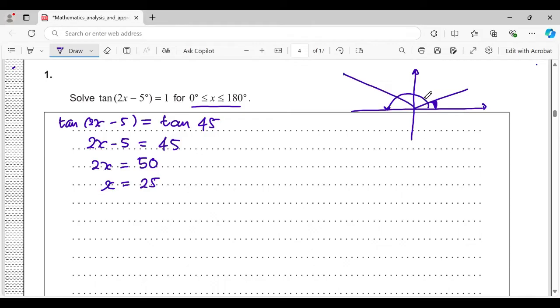as well, plus 90. So there are two angles, 25 and 25 plus 90, which is 115. So we have the first quadrant and the second quadrant. So x values are 25 and 115.